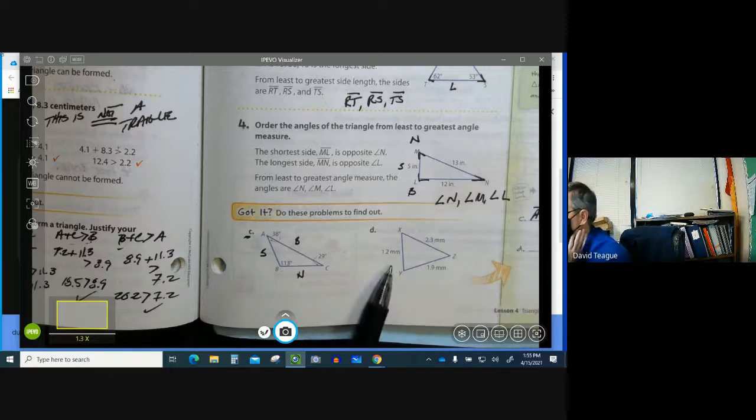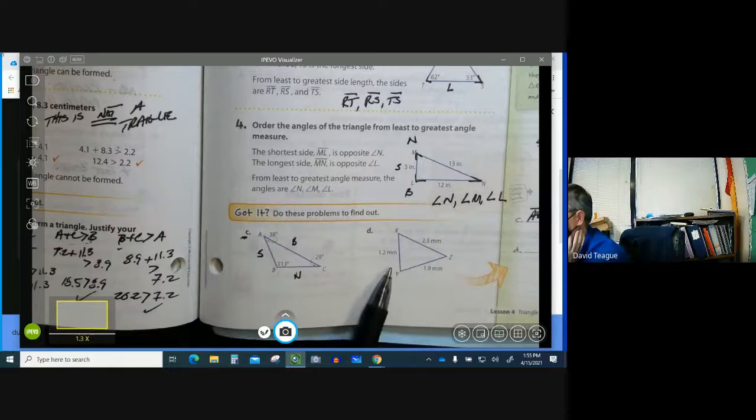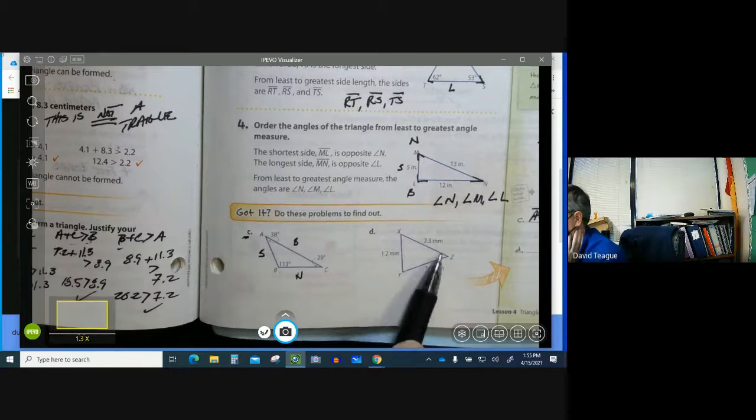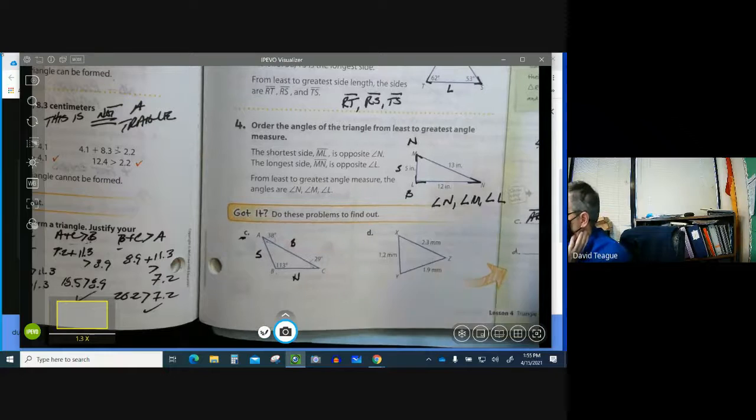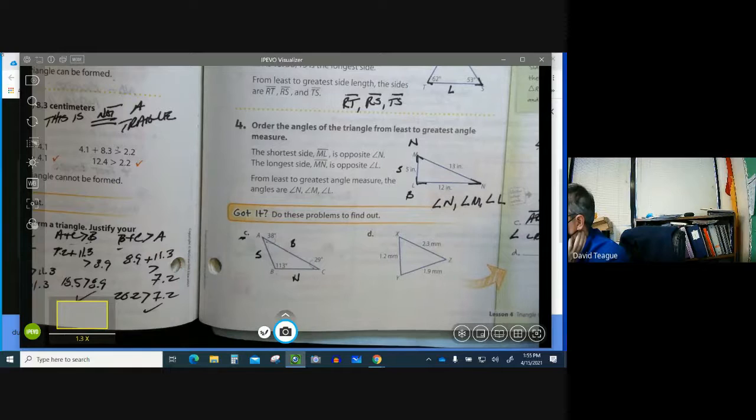Okay, so now we have this triangle where they've just given us the length of the sides. We can figure out which angle is biggest. So now why don't you do the angles? Do the angles from least to greatest. Hey, Google, set a timer for 1 minute. Okay, 1 minute, starting now.